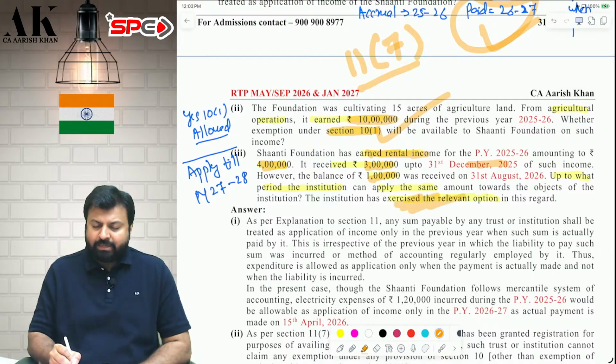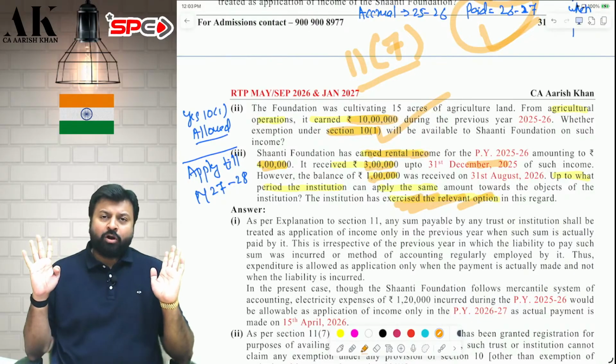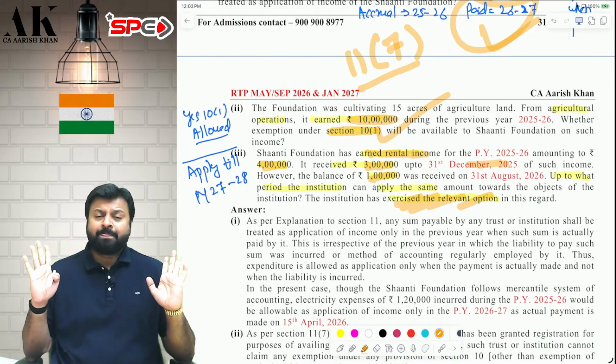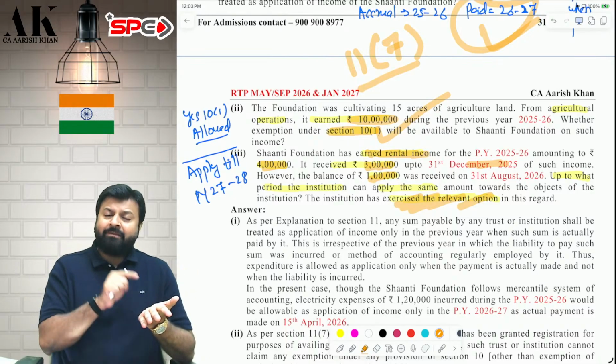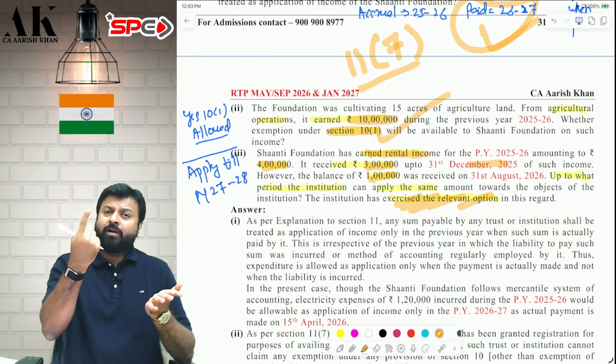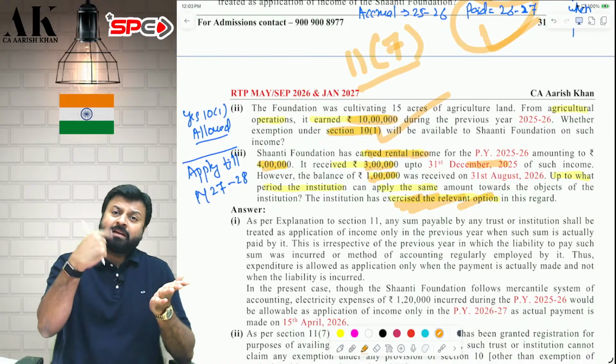The trust has made an application that whenever I receive it, I will apply it at that time. So the trust has exercised the relevant option. That 1 lakh rupees I have not received. Whenever I receive it, I will apply. So the law says that you should apply when you receive, or you should apply in the year following the receipt. Otherwise, it will be deemed income of the year following the receipt.